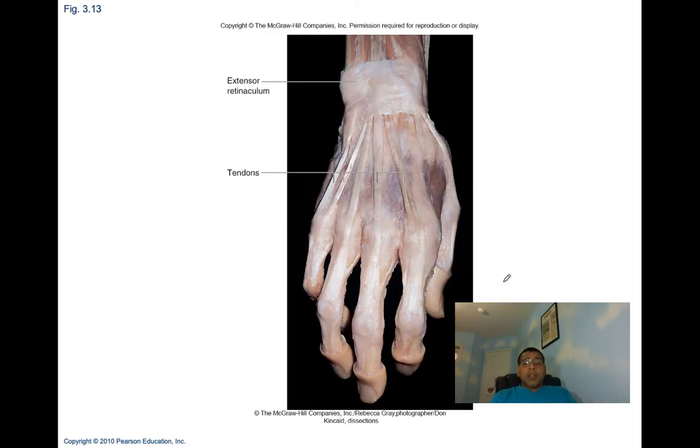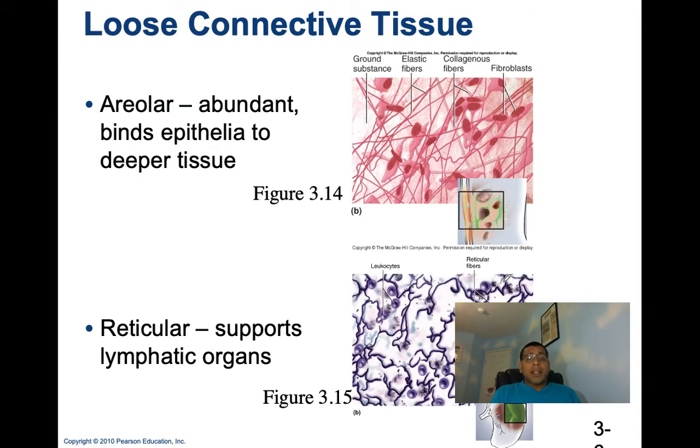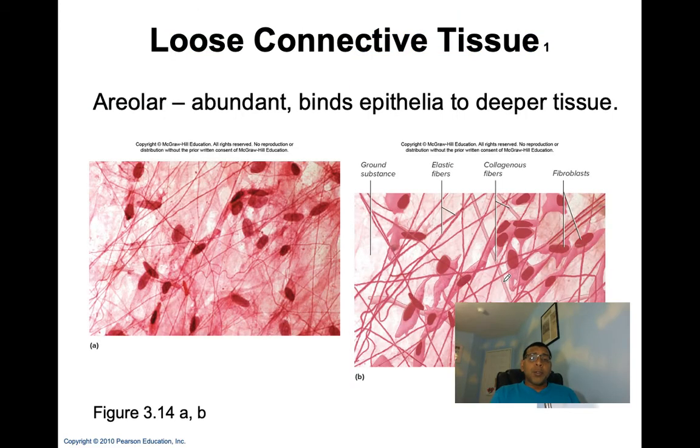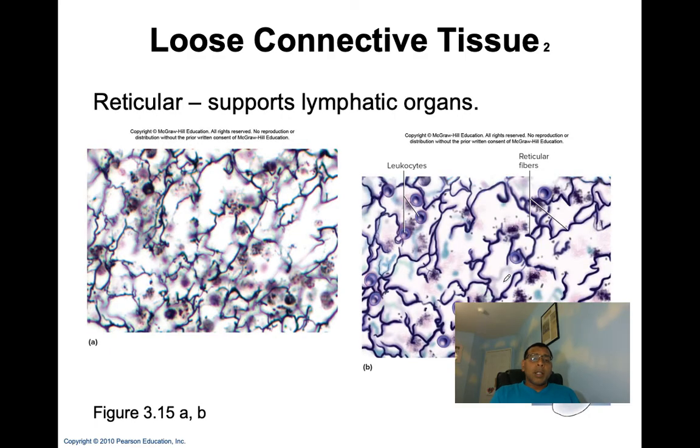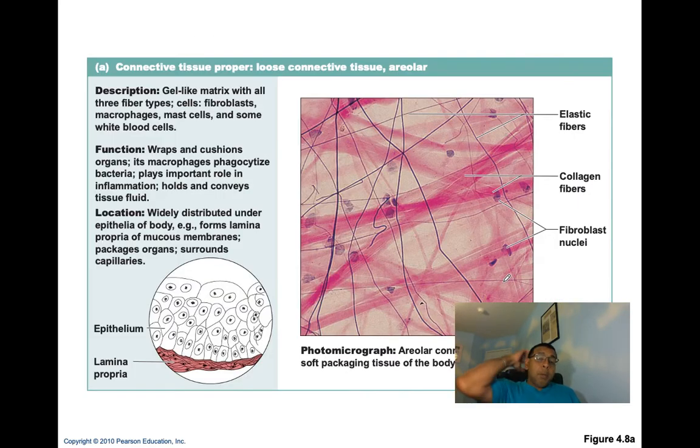Let's move down to then the types of connective tissue. First, let's mention mesenchyme. Mesenchyme is going to come from the mesoderm, one of our embryonic germ layers.